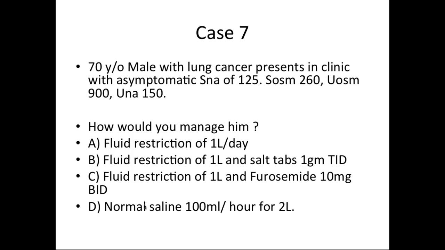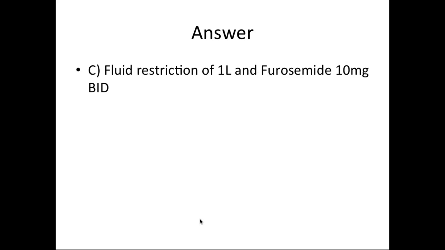So the next case is a 70-year-old male with lung cancer who presents in the clinic with asymptomatic serum sodium of 125, serum osmolarity of 260, and urine osmolarity of 900. And the urine sodium is 150. So how would you manage him? With fluid restriction only, fluid restriction plus salt tabs, fluid restriction plus furosemide, or normal saline, 2 liters?